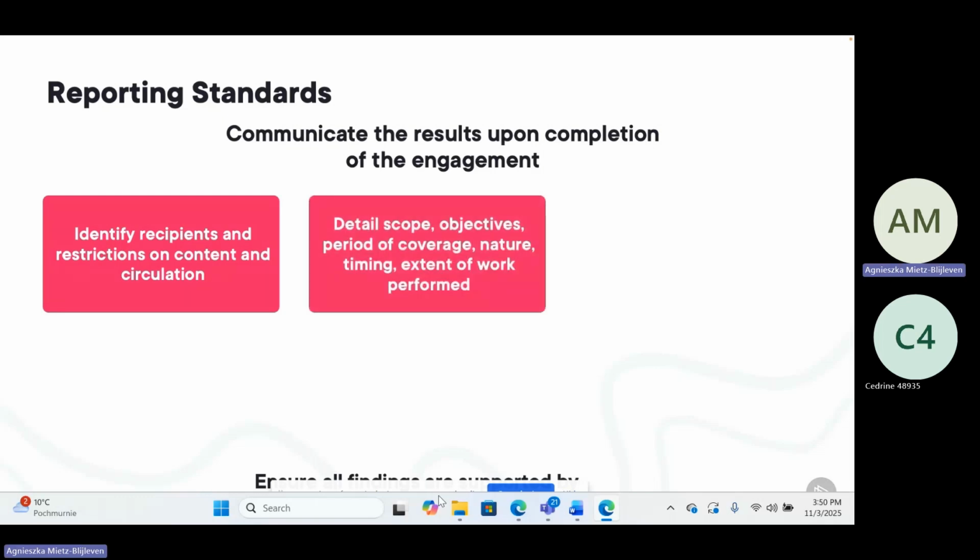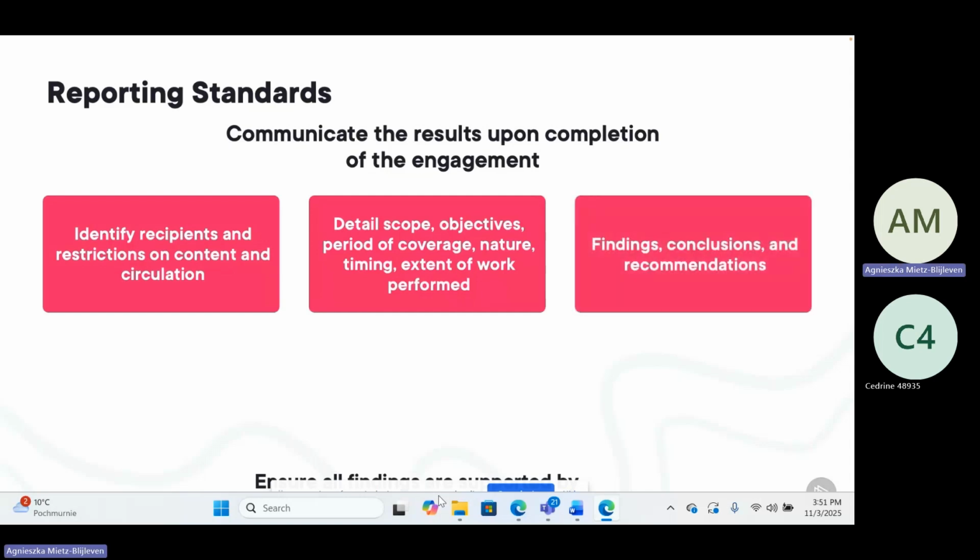In the audit report, we detail the scope of the audit. We document the objectives we were trying to accomplish with this audit, when we conducted the audit, the period of coverage, the nature of the audit. Was it, for example, a compliance audit? And, of course, the timing and how much work was performed. In a very mature process, we might do less work than in something which is very new and requires a more in-depth review. We then document what we found.